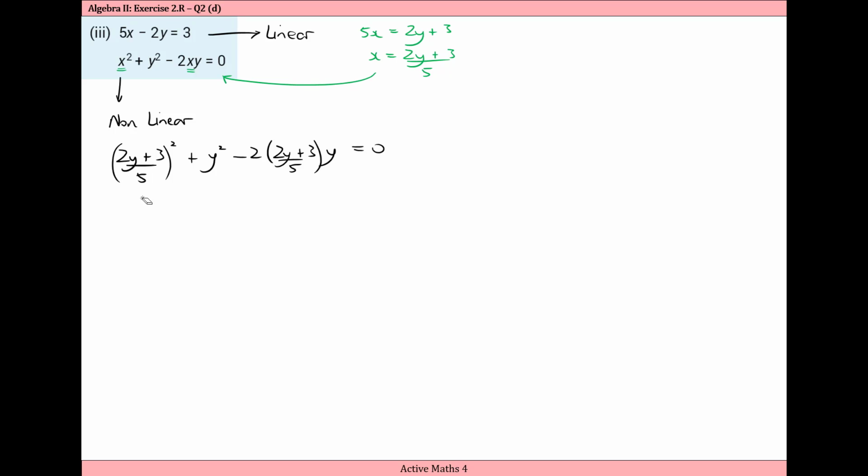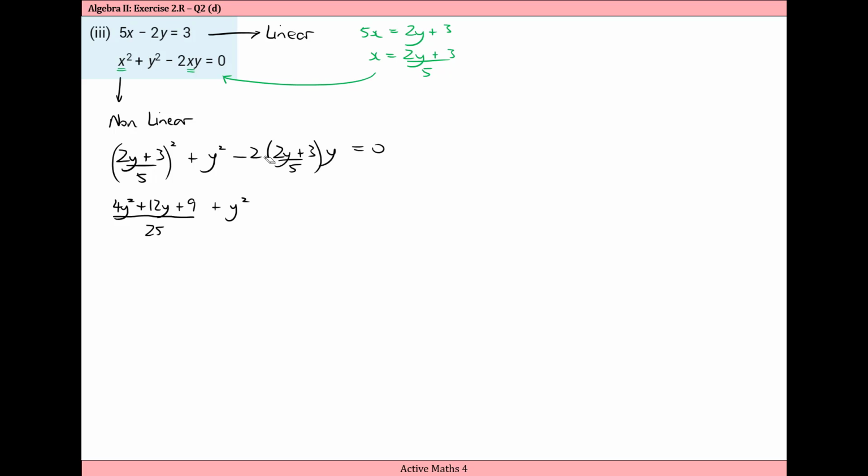Squaring the top of the fraction, we have 2y squared is 4y squared, 3 squared is plus 9, and then square the first, square the last, and then twice the product. So the product, if we multiply these two together, we get 6y, and then twice that is 12y. And then if we square the bottom, we get 25, plus the y squared.